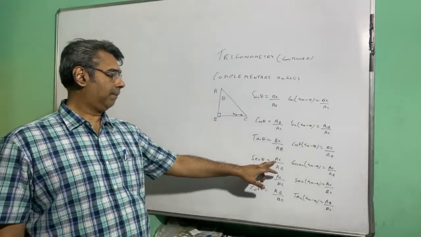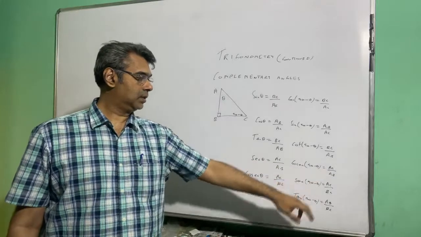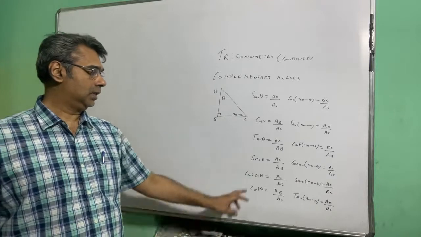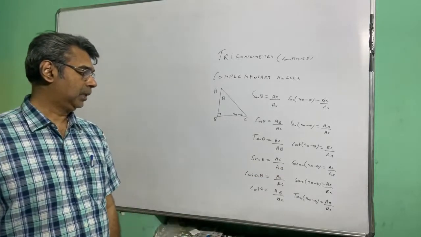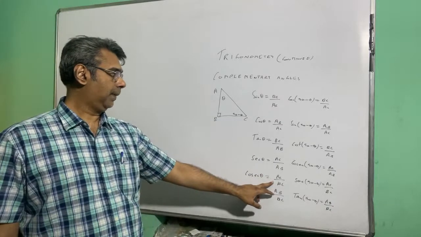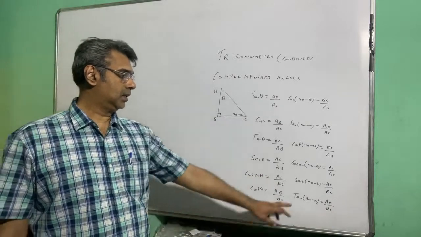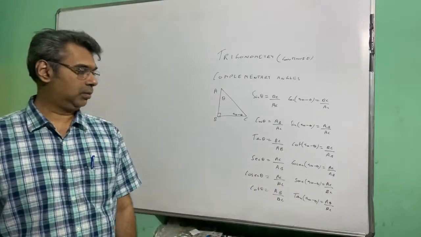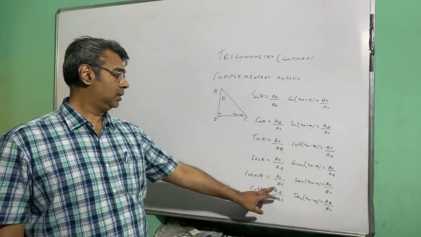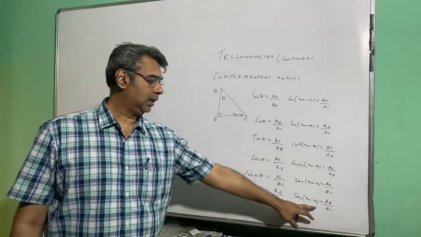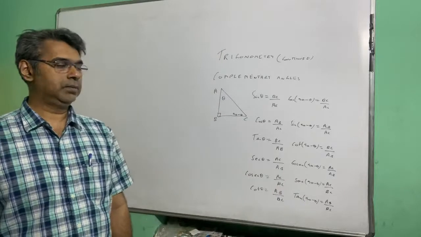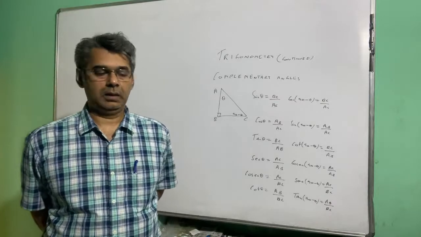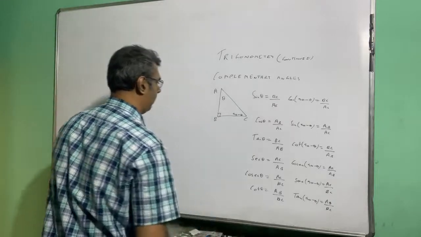Then sec theta is AC by AB and cosec 90 minus theta is also AC by AB. So they both have a complementary relation. So sec theta and cosec 90 minus theta both are the same. Then cosec theta is AC by BC and sec 90 minus theta is also AC by BC. So cosec theta and sec 90 minus theta both are the same. Then cot theta is AB by BC and tan 90 minus theta is also AB by BC, so both are the same.